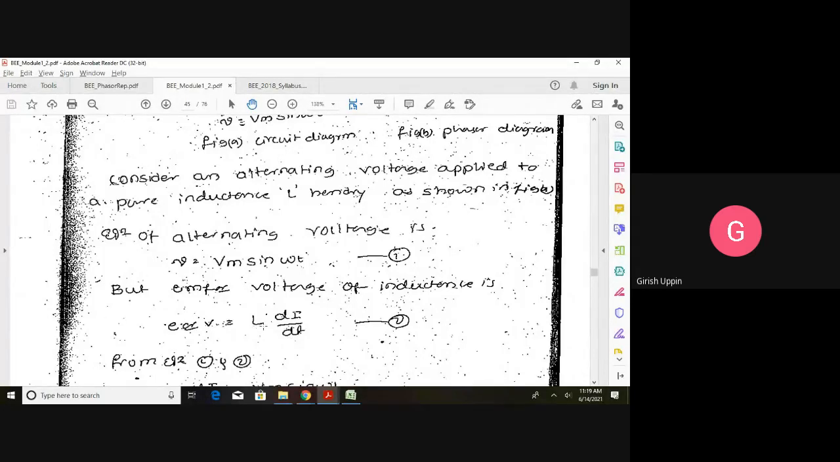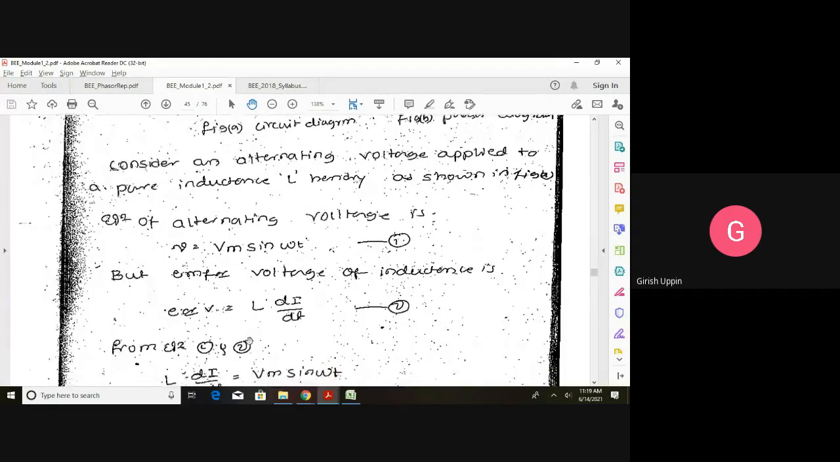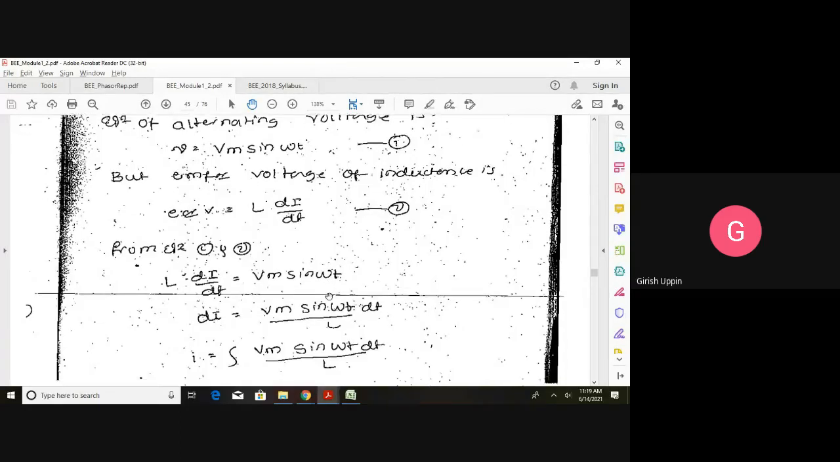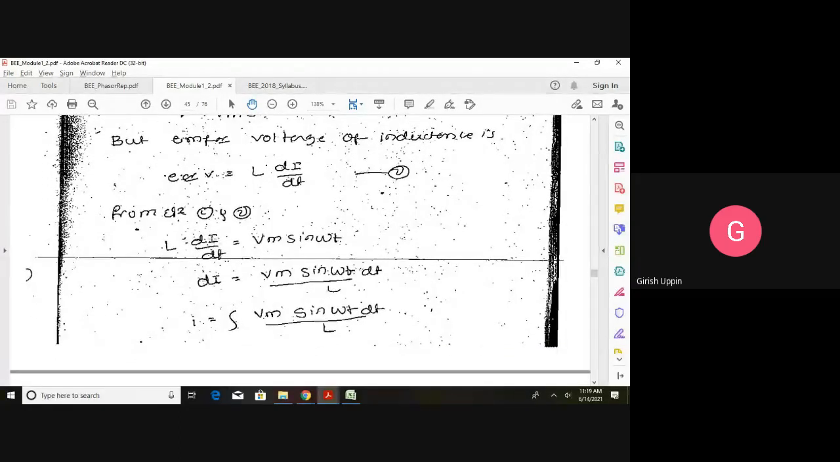And what is L? L is the inductance. di by dt is nothing but the rate of change of current. So this should be lowercase i, d lowercase i by dt, that is E, which is exactly the same as the applied voltage. Therefore, from equations 1 and 2, this V is nothing but Vm sin omega t, that is equal to L di by dt, or L di by dt is equal to Vm sin omega t.